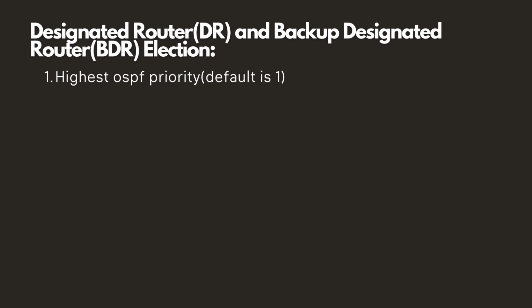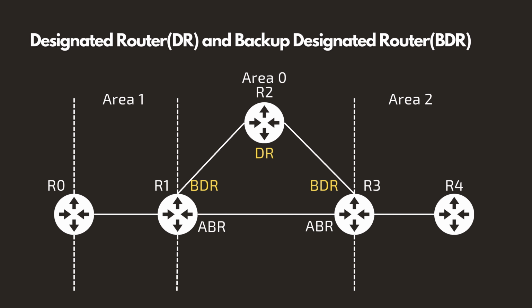First check is the highest OSPF priority. In case there is a tie, the next check would be the highest router ID. A BDR will also be elected for backup. Once DR and BDR are elected, there is no preemption. This means that they don't change unless the DR fails.